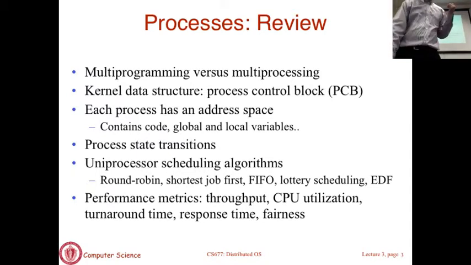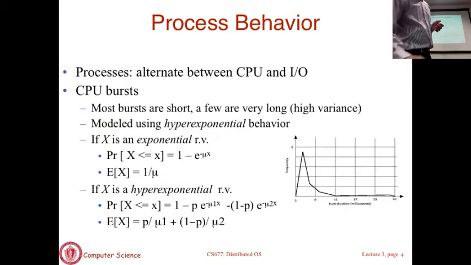Okay. So the number of metrics that the schedulers try to optimize, which are throughput, utilization, turnaround time. Not going to go into it here. Okay, just keep that in mind. So now let's talk a little bit about process behavior, having talked about CPU scheduling itself.